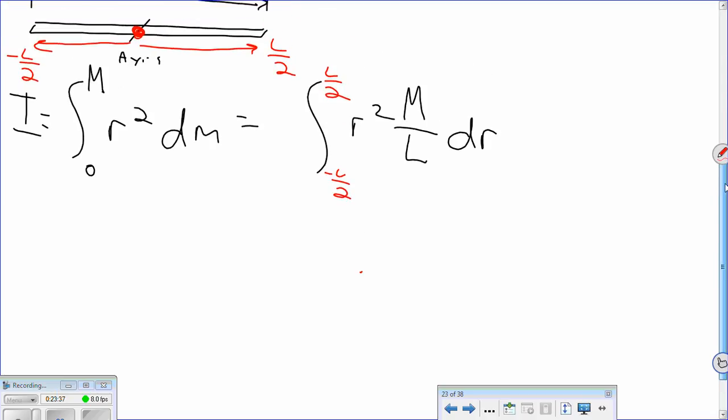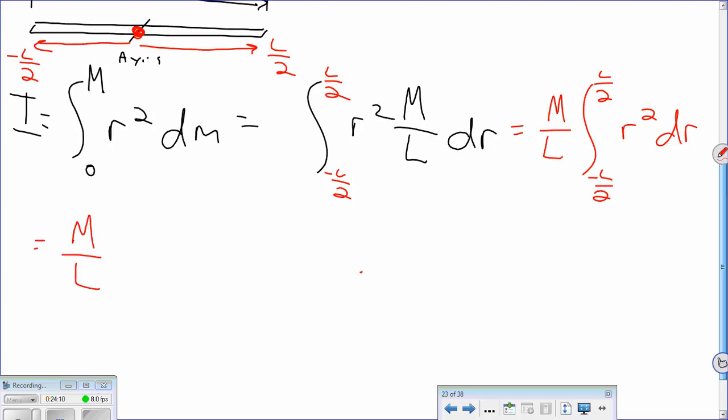First of all, this m over L is a constant, right? Is the mass of the stick going to change? No. Does its length change? No. So I'm going to pull that m over L out. This gives me m over L times the integral from negative L over 2 to positive L over 2 of r squared dr. If you ignore the m over L, that's an easy integral to do, probably one of the first integrals you did in calc. So this becomes m over L times, what's the integral of r squared? 1/3 r cubed.